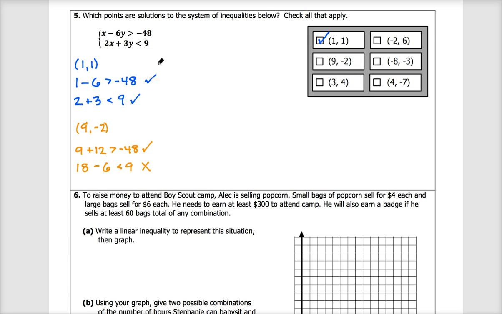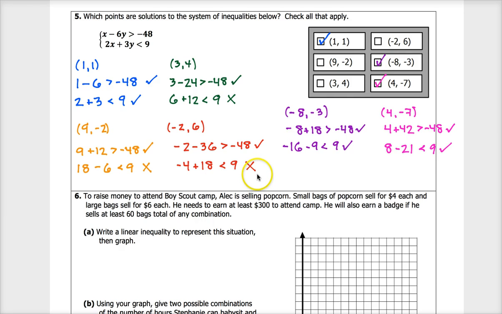Okay, what I want you to do now is pause this video, and I want you to try the other 4 points: 3, 4; negative 2, 6; negative 8, negative 3; and 4, negative 7. Determine whether they're solutions or not, and then once you've done all that, click play to check your answers, please.